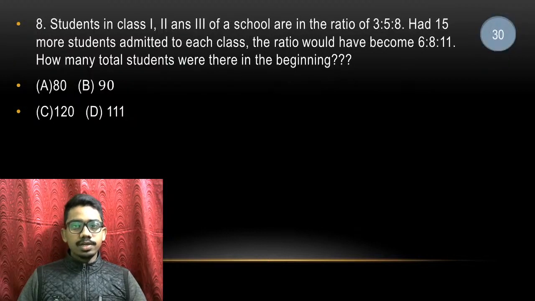Let's solve question number 8. In a class, students in class 1, 2 and 3 of a school are in the ratio of 3:5:8. Had 15 more students been admitted to each class, the ratio would have been 6:8:11. How many total students were there in the beginning?